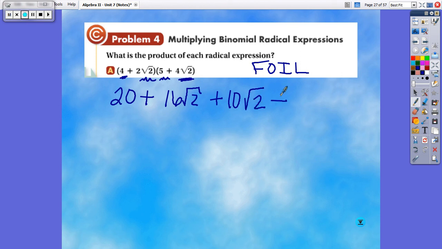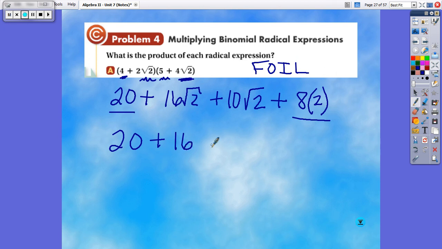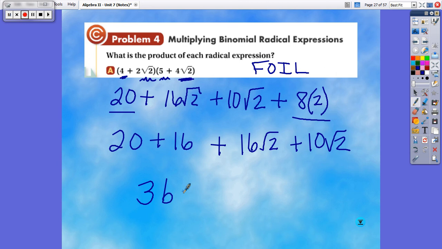And then finally, my last one I'm going to be adding. It's 2 times 4, which is 8. And then root 2 times root 2, which is just 2. So now this can be simplified even more. So now I have 20 plus, combining these terms here, 8 times 2 is 16, plus 16 root 2 plus 10 root 2. And then my last step is to say 36 plus 26 root 2.